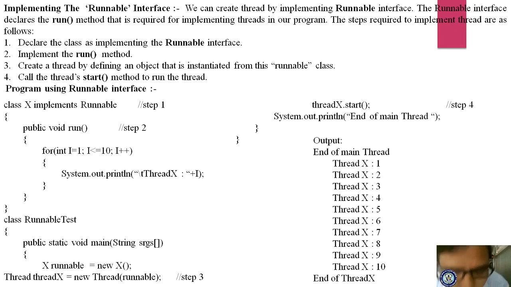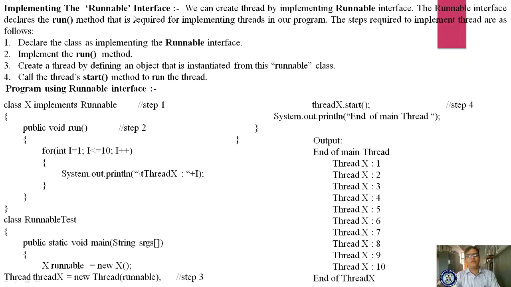This is the question which is asked several times. Let us see what steps we are going to be doing. Now, implementing the Runnable interface. We can create a thread by implementing the Runnable interface. So how can we create the thread? This is the second method. By using the Runnable interface it is possible.